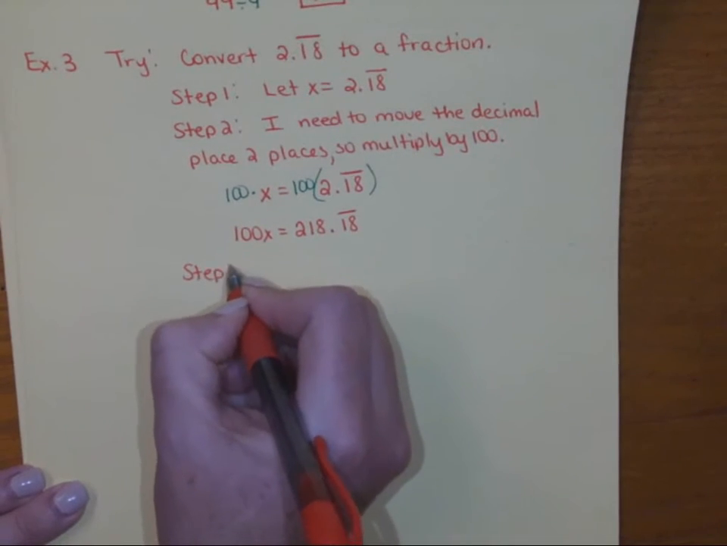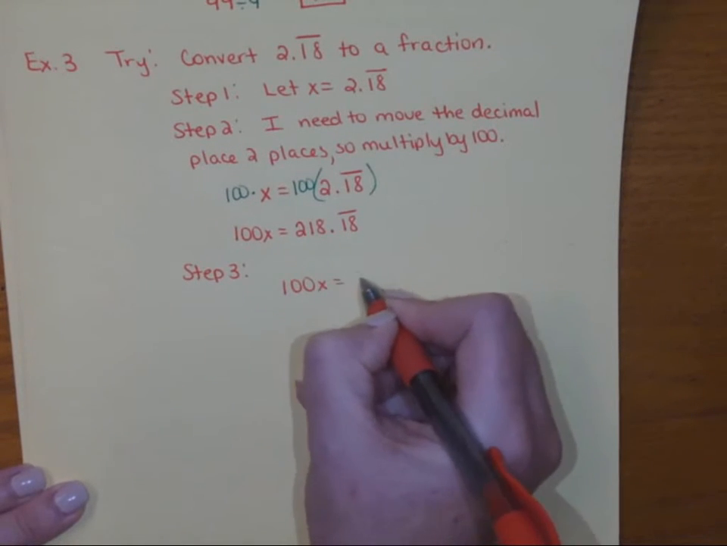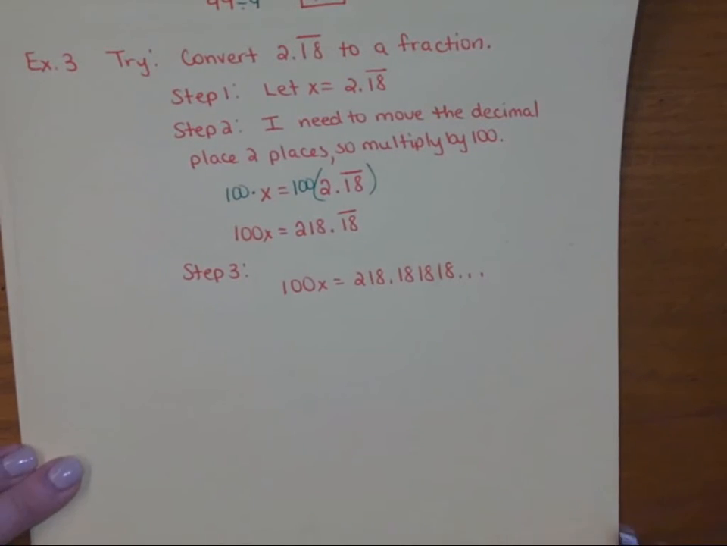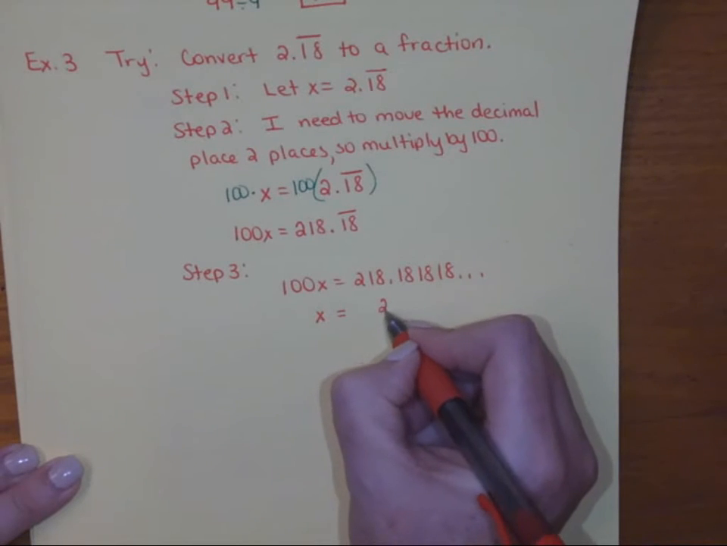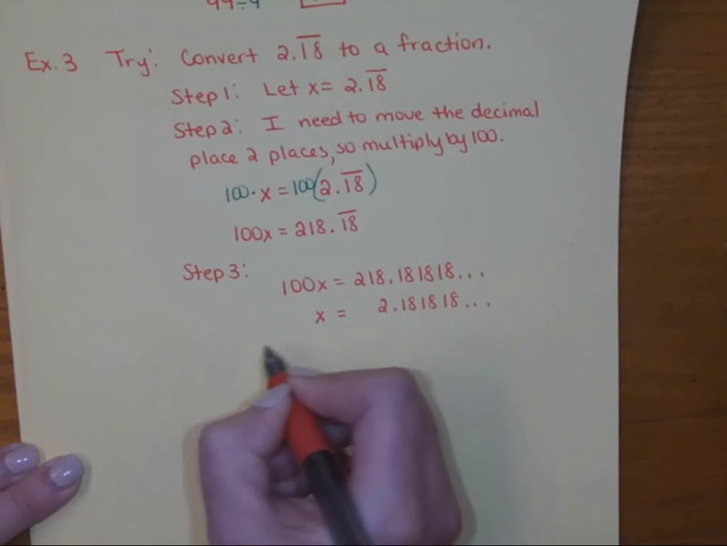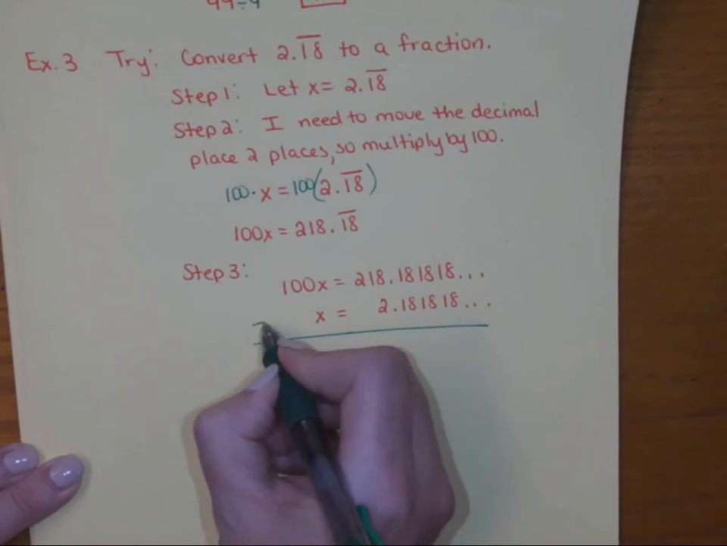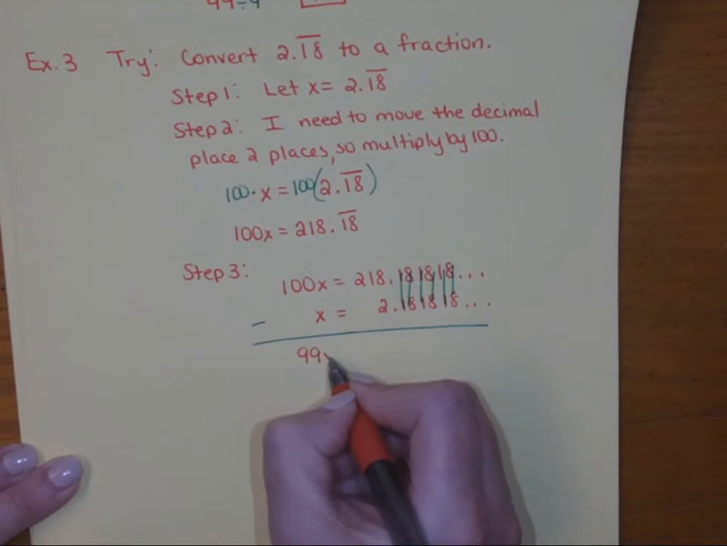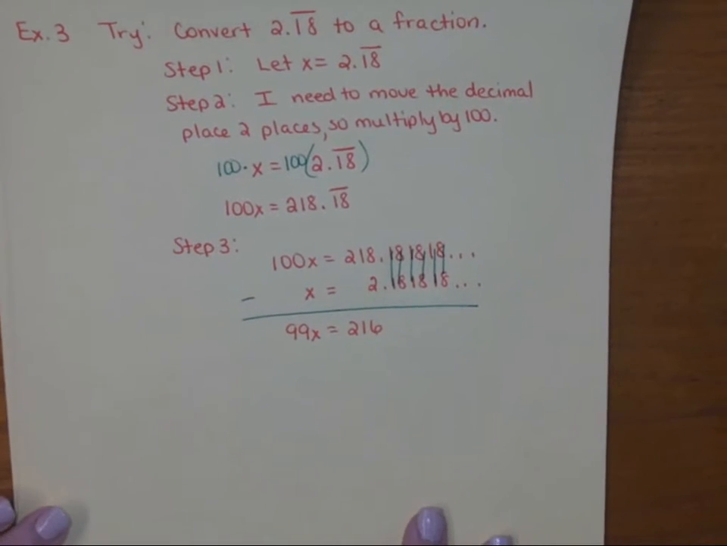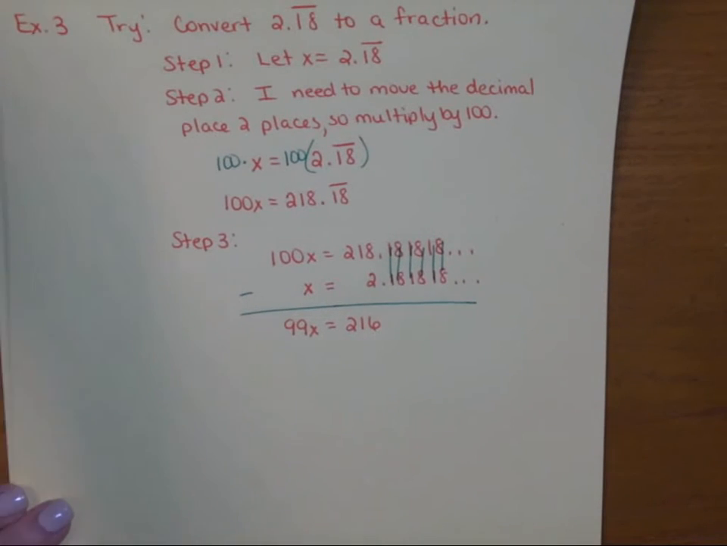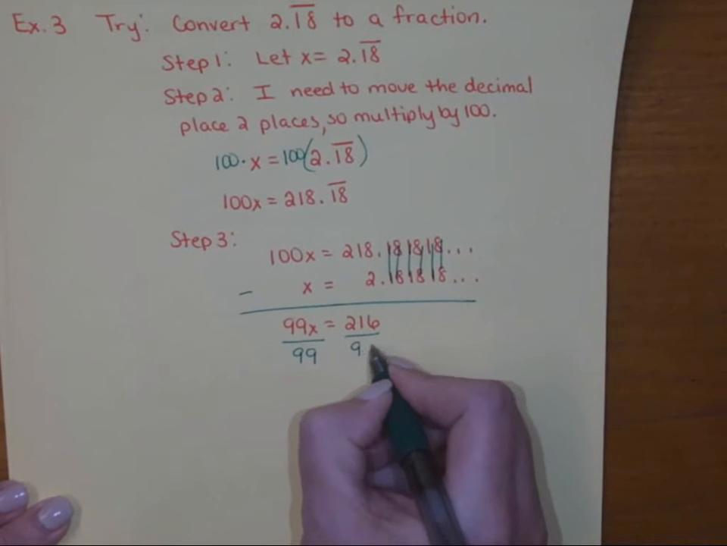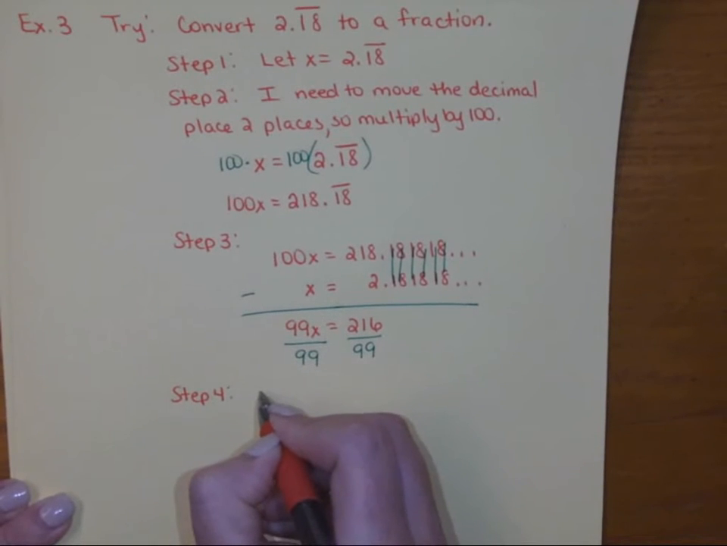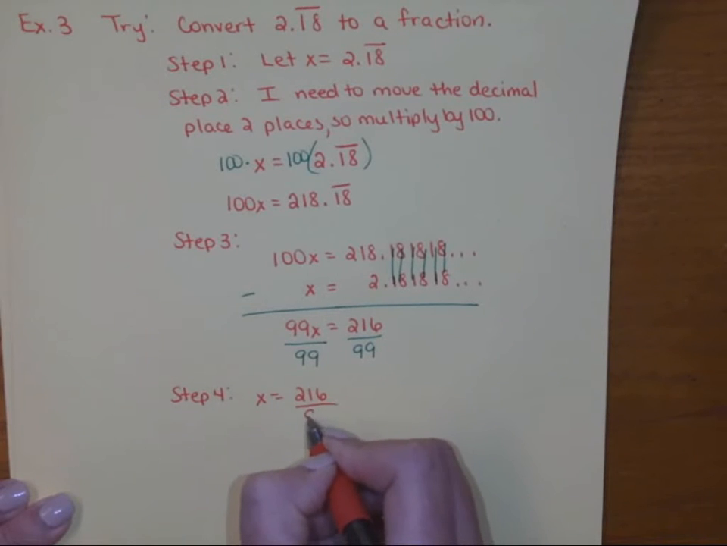So as long as you do step number 2 right, step number 3 should always line up. So we're going to take this repeating decimal, 218.181818. And we're going to line up the original, which was 2.181818. Notice it's really important, I've already mentioned this, to make sure that you line up the decimal place so that you get this nice cancellation. So here we get 99x equals 216, because 218 take away 2 is just 216. And so last but not least, we can divide by 99. So step 4, we get x equals 216 over 99.